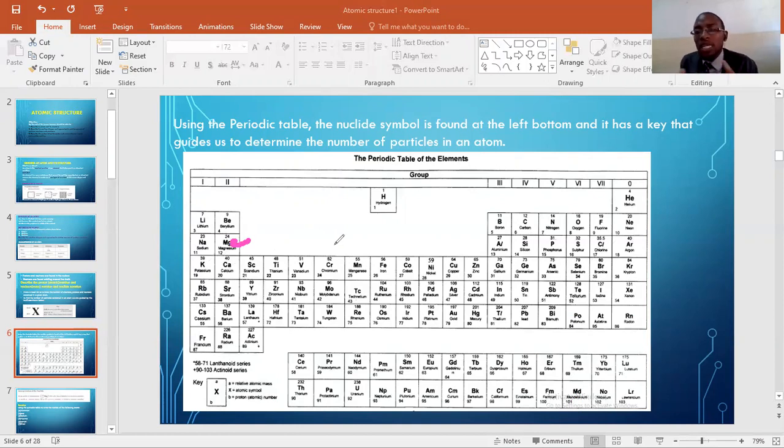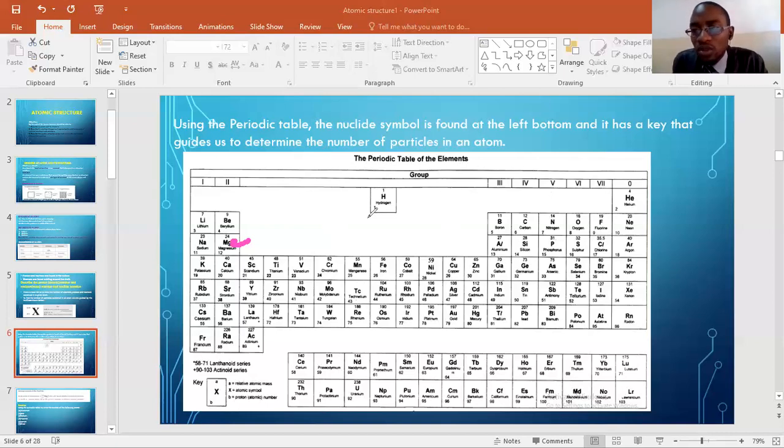At our level, we're only going to limit ourselves to the first 20 atoms. We'll restrict ourselves just to the first 20 atoms. I want us to determine the proton number, the electron number, and the neutron number in these atoms. So what is the requirement here?